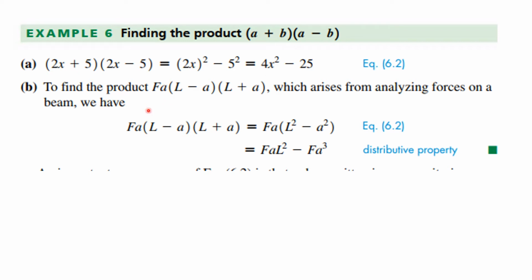The second example is this one, where apparently this has to do with forces on a beam. Here you have L minus a, and here we have L plus a. So when you multiply these two things together, you will get L squared minus a squared. And then you will distribute the FA across, and you'll get FAL squared minus FA cubed. Again, this is about finding the product.